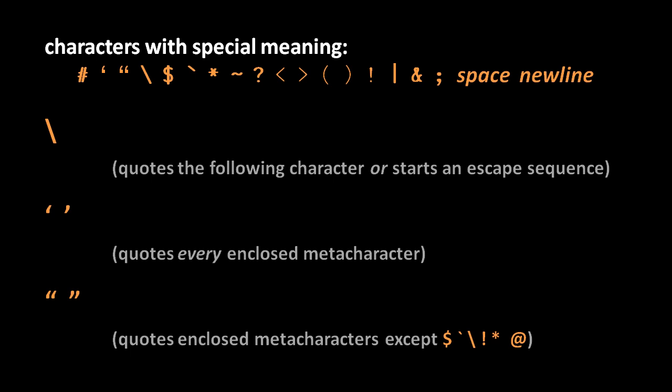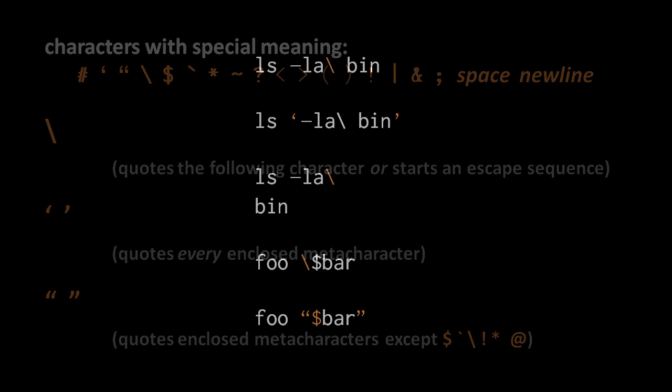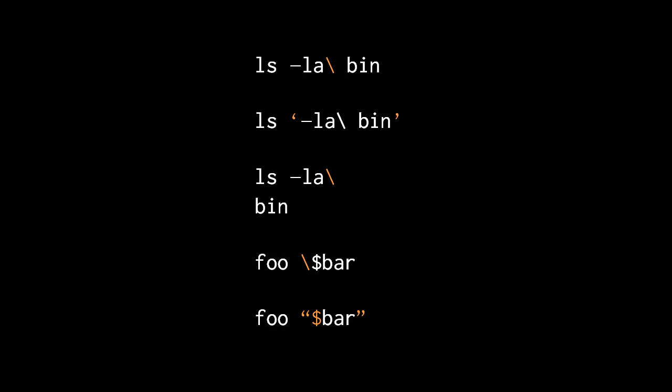To understand how you might use quoting, consider the ls command we saw previously. In the top example here, when we precede the space with a backslash, we are removing the special meaning that space normally has, which is to separate arguments. So effectively now what this command will do is we're invoking the ls program, but now we're only passing to it one argument, a string that reads hyphen la space bin.